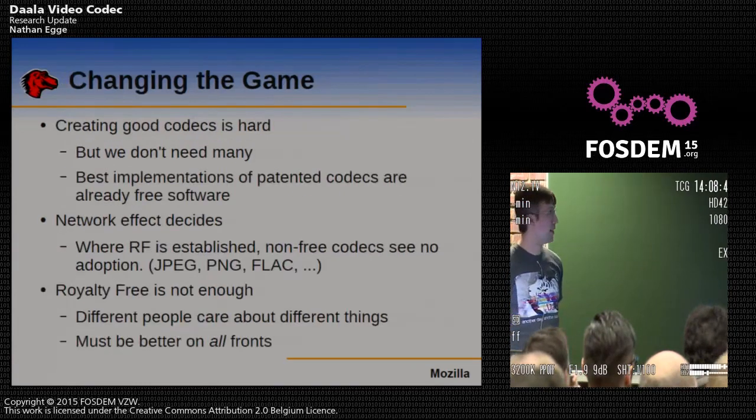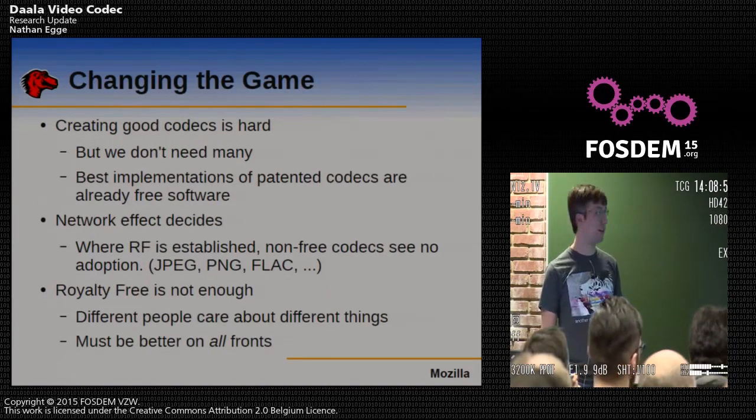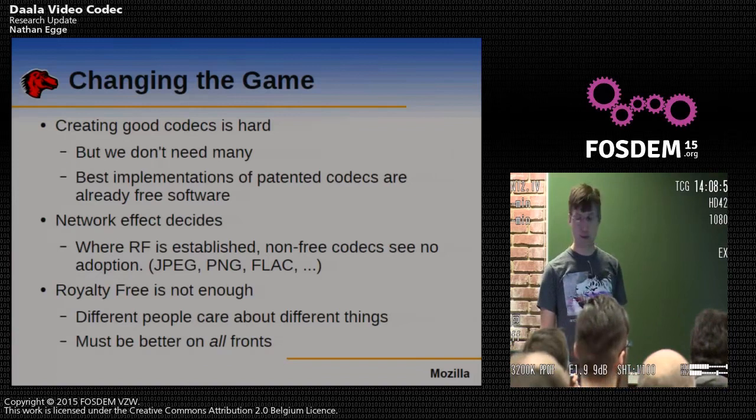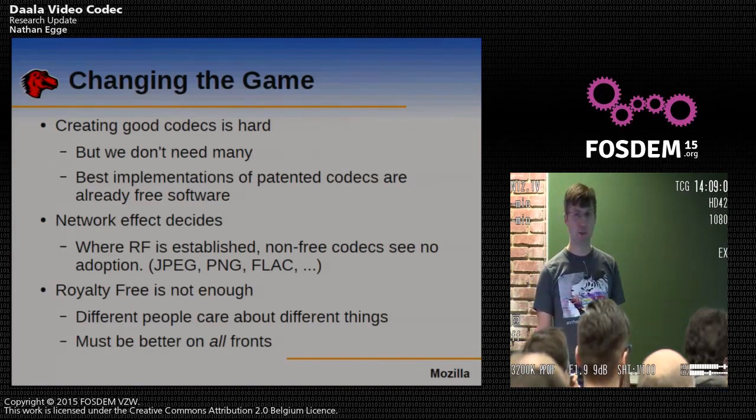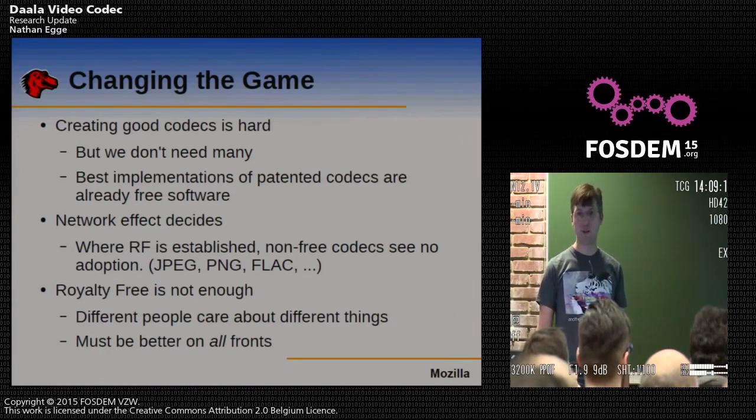All right, so what we're trying to do with Daala is change the competitive market here. Creating good codecs is not an easy problem, but we really don't need that many. We really just need one. And many of the best implementations are already free software. Many of the implementations of these commercial codecs are already open source software. You can use them, and if you have any kind of deployment at scale, you have to go and license the appropriate patents maybe, but they're already out there. x264 and other implementations work great.